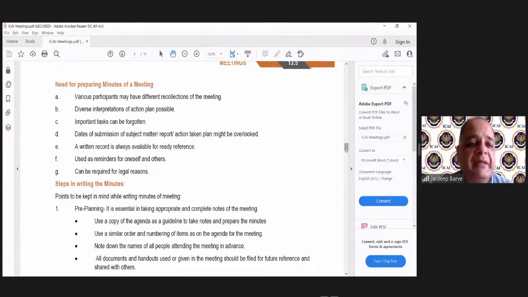Again, minutes of meeting will be used as a reminder for your own self as also others, right? And obviously we said it can be required for legal reasons. Suppose there's a legal case against the company or the company files a legal case. So if you have got a written record of that point, then you can use that as evidence. You can use it as one of your supporting documents while you are fighting a legal case.